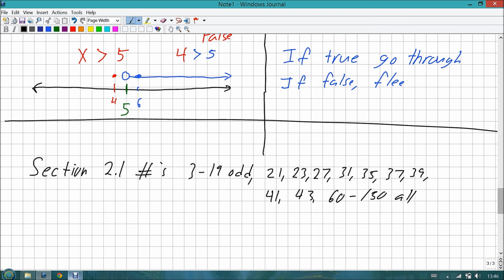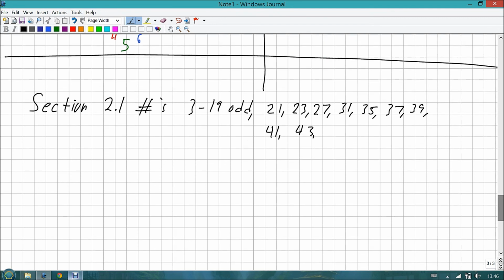Which, by the way, don't exist. So, yeah, we're just going to erase that. Haha, fooled you. There's your assignment. Good luck and have fun.